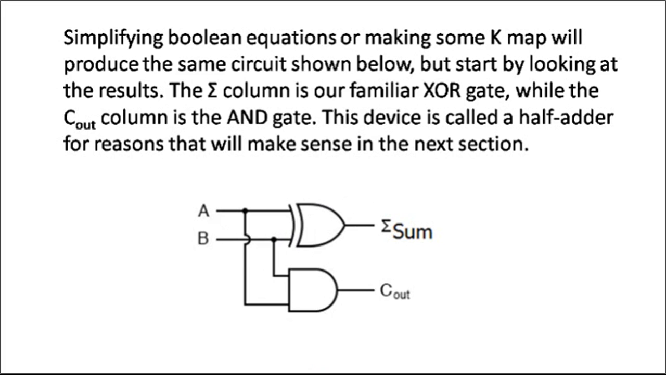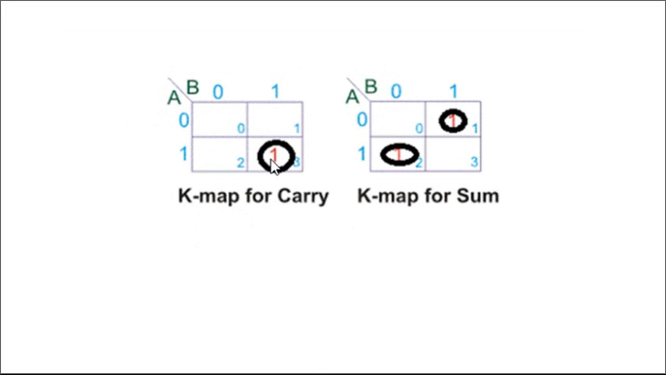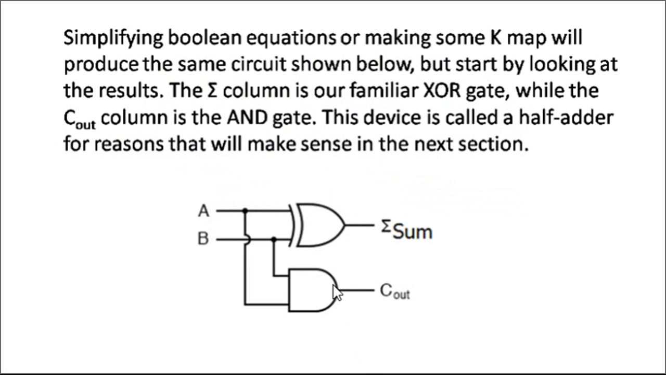And for the carry, here it is A into B, meaning it is an AND gate. A into B is the carry out. So simplifying the Boolean equation from the K-map will produce the same circuit shown below. But start by looking at the result. The sum column is our familiar XOR gate, while carry out is the AND gate. This device is called a half adder for a reason that will make sense in the next section. Okay, so we'll discuss it in the next lecture.